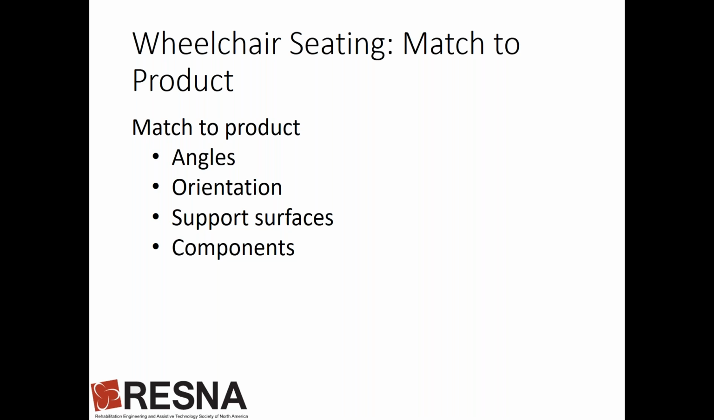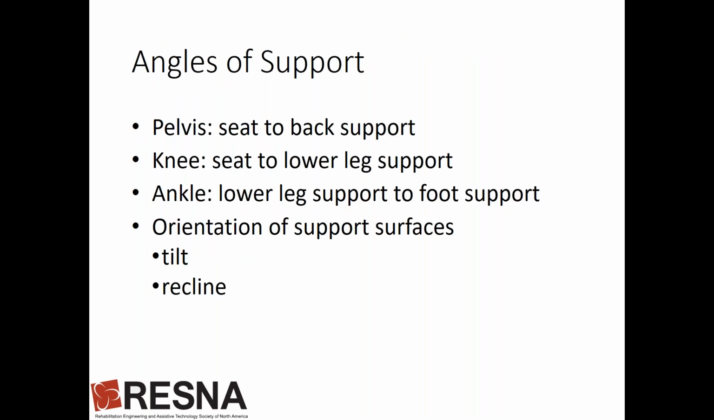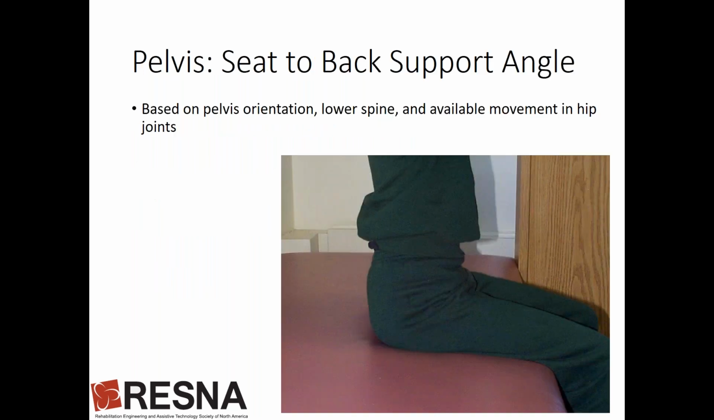Going back to matching the product to the angles, orientation, support surfaces, and components, and looking at pelvis, the seat to back support, looking at your knees, the seat to lower extremity, and looking at your ankles for the lower extremity to foot support. Making sure that the support surfaces are addressing tilt as well as recline, and looking at the seat to back angle, the orientation of the lower spine, and available movement of the joint.